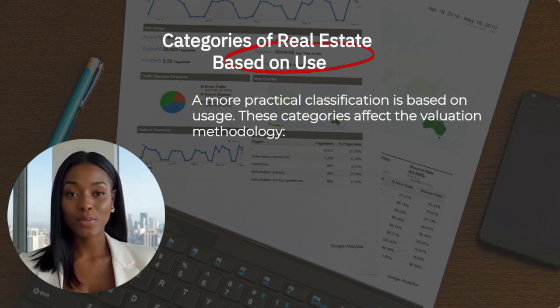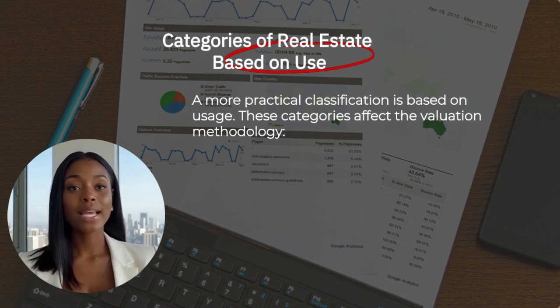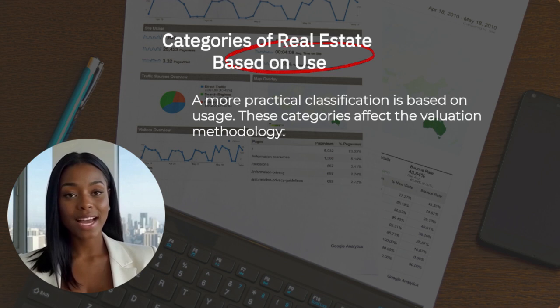D. Special purpose property includes hospitals, schools, religious centers, cinemas, sports facilities. These properties require bespoke valuation methods as they may not have active comparable sales markets. E. Agricultural property includes farmlands, plantations, ranches, grazing reserves. Factors such as soil quality, irrigation access, terrain, and proximity to market affect valuation.